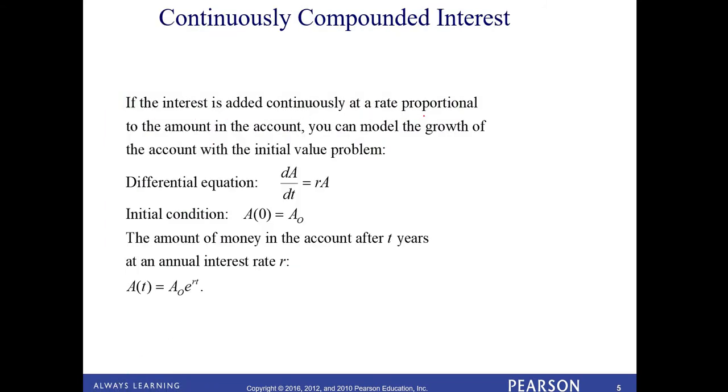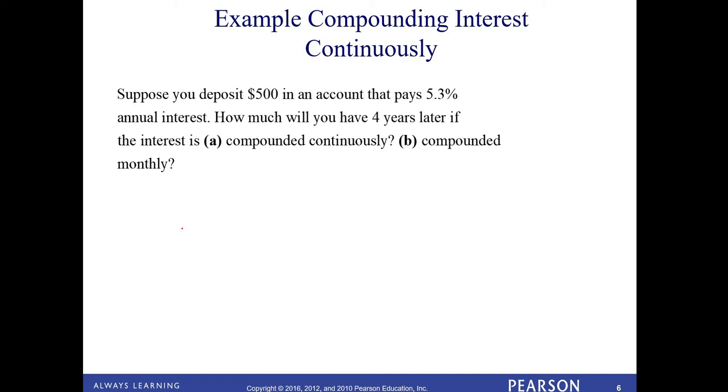If the interest is added continuously at a rate proportional to the amount in the account, you can model the growth of the account with the initial value problem. So here's our differential equation. Our initial condition is that A of 0 equals the initial amount that is deposited, and the amount of money in the account after t years fits the model that we did on the previous page. So using that, we can figure out some values here. 500 is my initial amount, so my A sub 0 is 500.